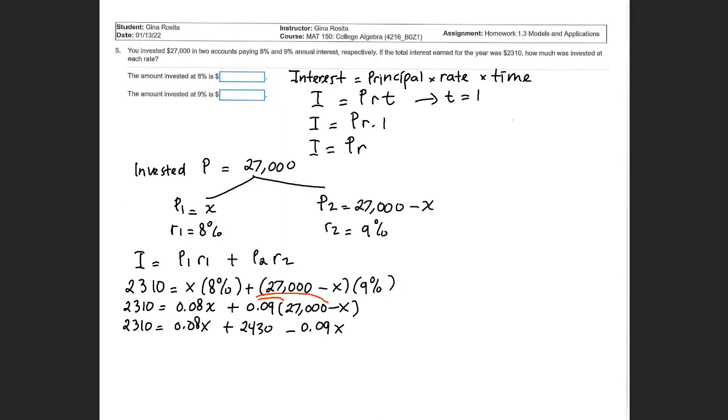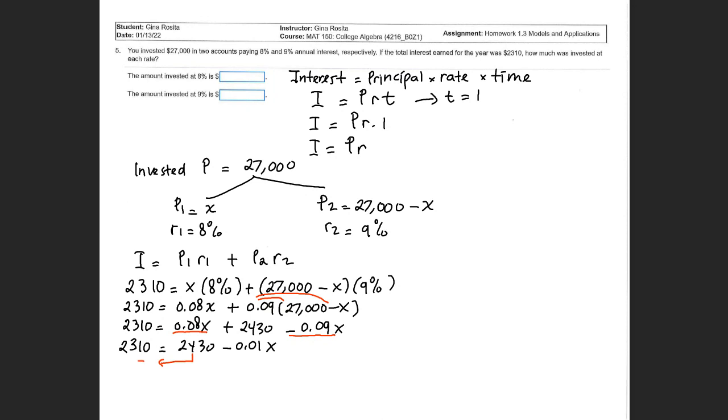Now remember like terms. This is like terms: 0.08x minus 0.09x. So we got the answer for this one. I change the color first. So 2310 equal 2430 minus 0.01x. Move number with number, just move to the left, it becomes minus.